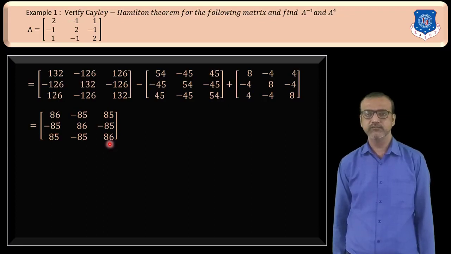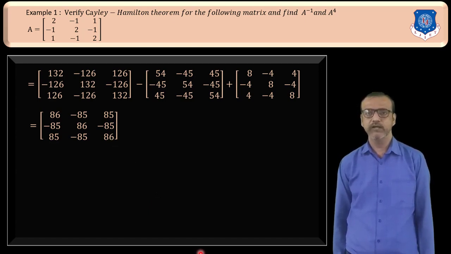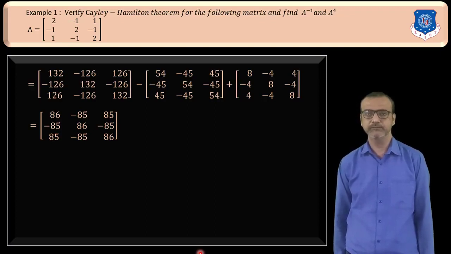So in this lecture we have discussed the Cayley-Hamilton theorem, what the Cayley-Hamilton theorem is, and we have seen one example related to this topic.